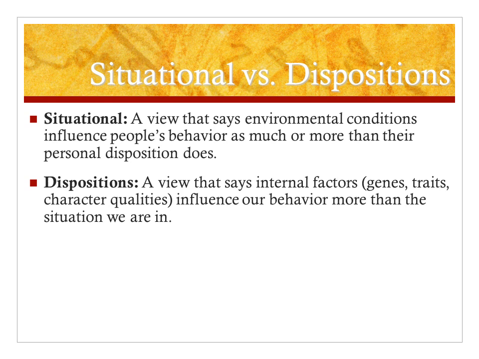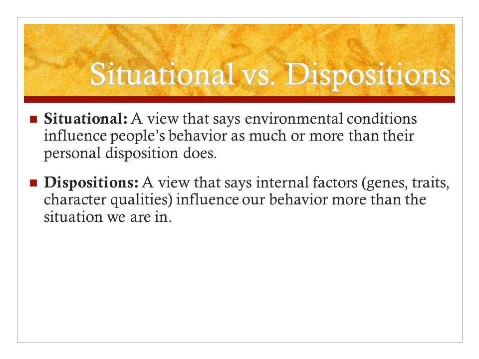So situational, make sure you know the difference between the two. Situational is a view that says the environmental conditions influence people's behaviors as much or more than a person's disposition does. So this one's saying that you really think it's based off the person's environment. So the reason why I got into a car accident was because it was icy and I slid into the other car. Okay, I'm blaming the environment.